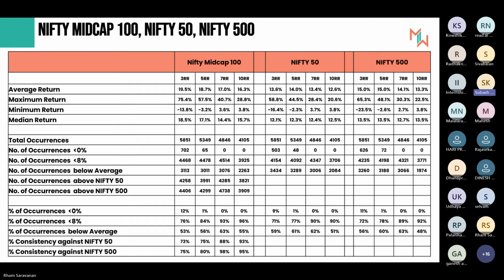Coming to consistency, 96% of the times we have given above 8% return across all the indices, Nifty or the Nifty 50, and this is on a consistency basis. The midcap has given better returns, 96% of the time. The below-average is 55%. So always when you are going in the longer run, you will not be participating in the negative part of the return. Only the positive side you will be facing.